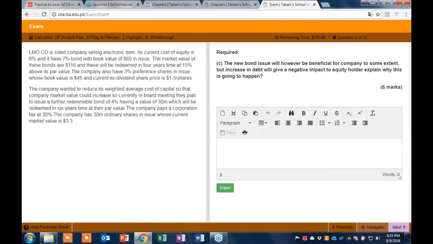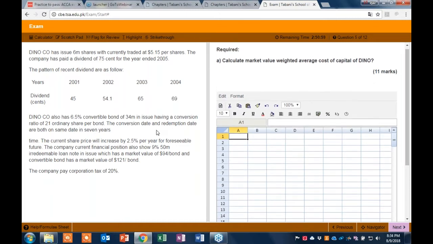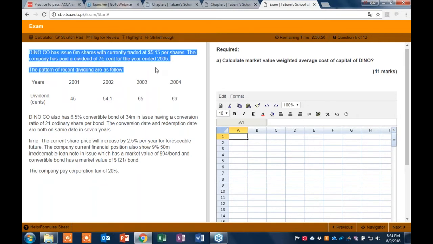There's something wrong with this question, so just go ahead and calculate cost of equity only. Calculate the cost of equity using the dividend growth model and tell me what's the cost of equity.